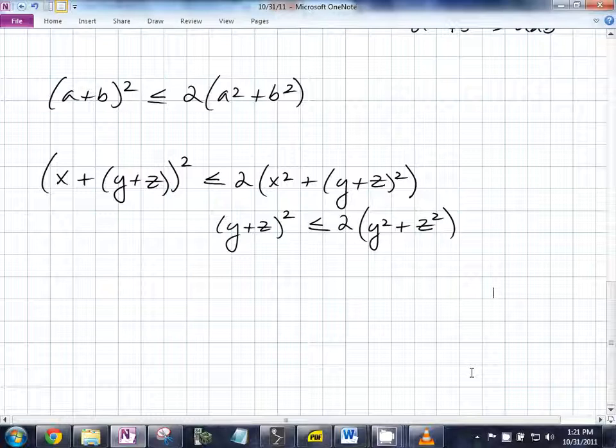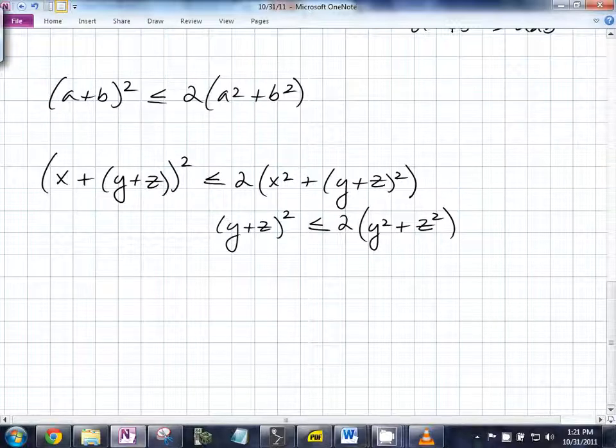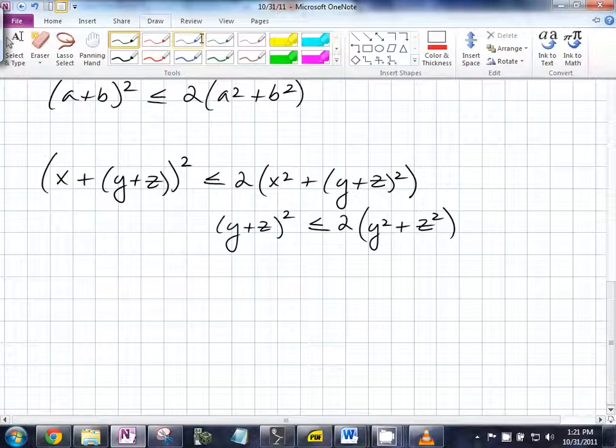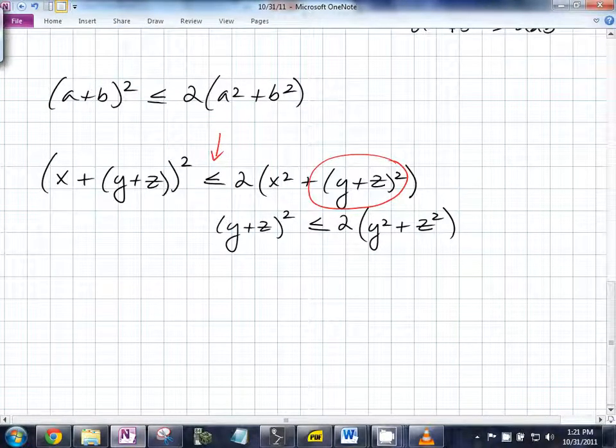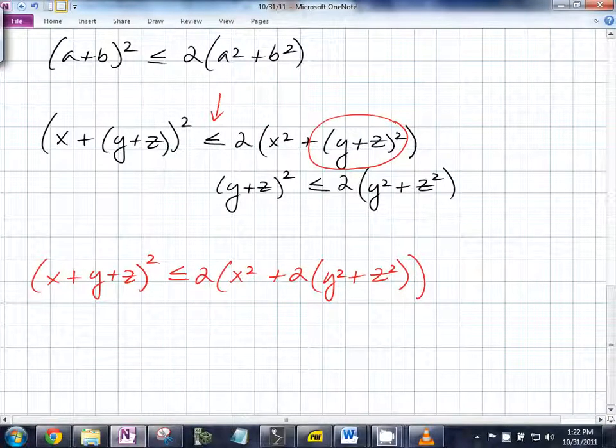So here's what I'm going to do. I'm going to take this right here. If I make this bigger, does it change the inequality? No. If I make the bigger side bigger, does that change the inequality? No. So ready? X plus y plus z squared is therefore less than or equal to 2 times x squared plus 2 times y squared plus. Do you agree with that? So let's clean that up a little bit. You get x plus y plus z squared is less than or equal to 2x squared plus 4y squared plus 4z squared.